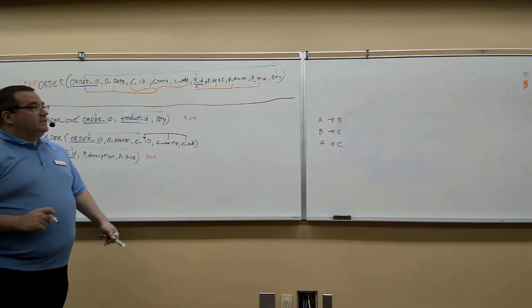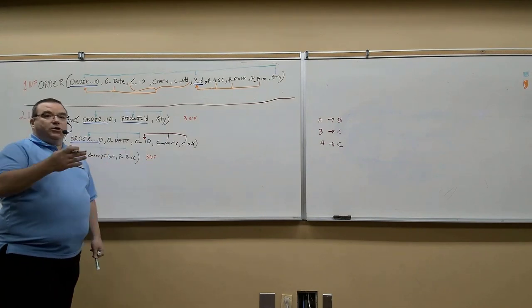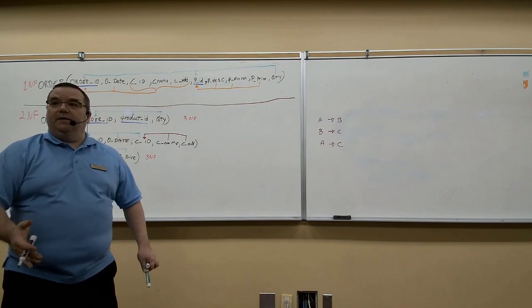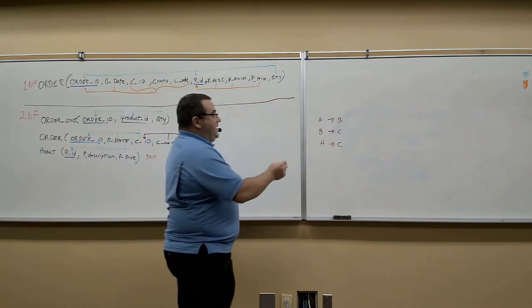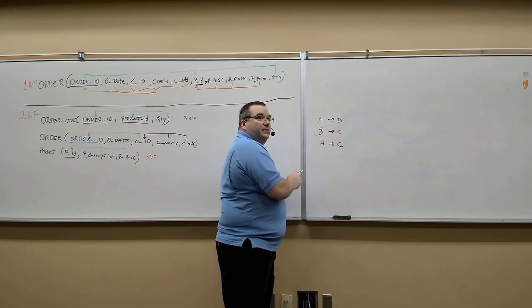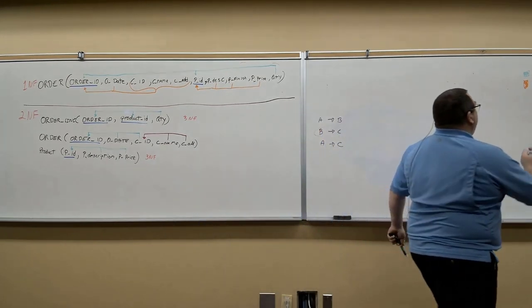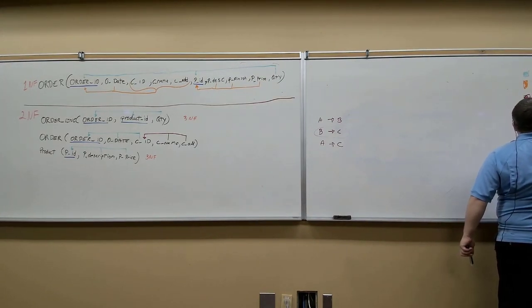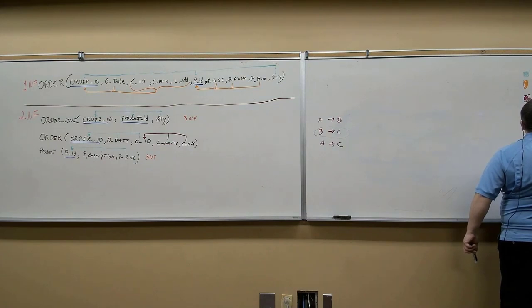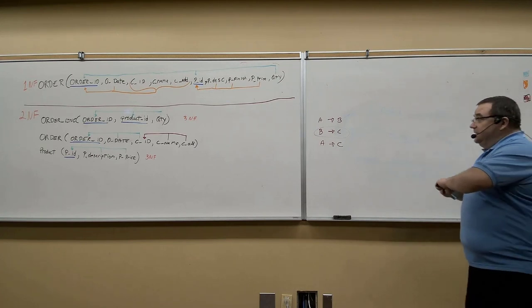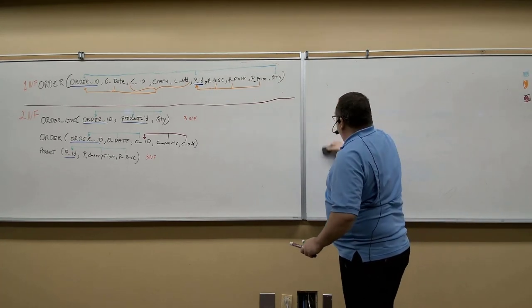So that's the issue with a transitive. If A determines B and B determines C, therefore automatically A determines C. That's bad because this isn't being respected. So we've got to get rid of those. These are known as the good old transitives. So how do we fix this?